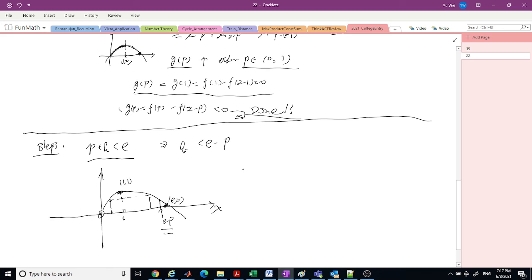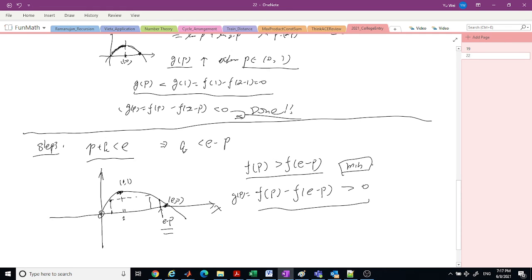So what we want to prove is that f(p) is always greater than f(e minus p), right? We want to prove that g(p) equals f(p) minus f(e minus p) is always greater than 0, right? That means its minimum value is greater than 0, okay?